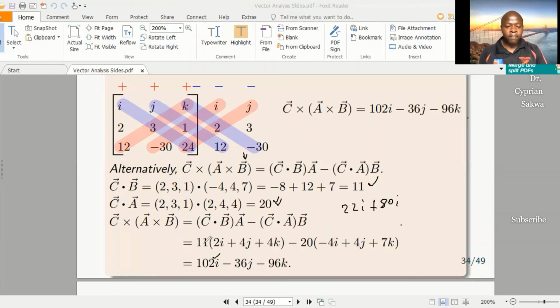What about this other one? This will be 44j. What about this? This will be negative 20 times 4j. It gives you negative 80j. So these together, they give you negative 36j. Similarly, if you worked for k's, you would get negative 96k. So this is the other way of finding the vector triple products. That's it, the other way.